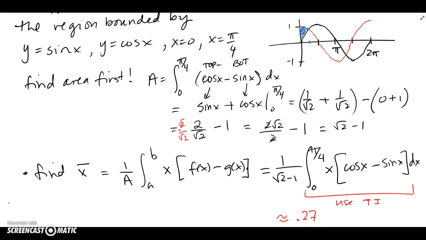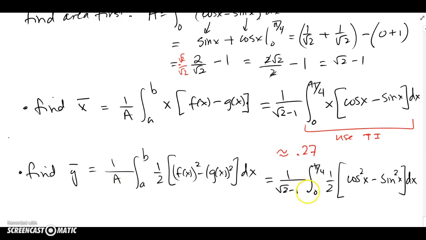Now let's find y bar. So 1 over the area times the integral from 0 to pi/4 of a half, square your top function, which was the cosine function, that's cosine squared, minus the bottom function squared, which is sine squared. And again, I'm going to use the TI, although this integral would be much easier to do by hand than the last one, because that was a by parts with x cos x and x sine x. But this one, with an identity, you could technically change that to cosine of 2x, which would be much quicker to integrate. But we're going to use our TI.